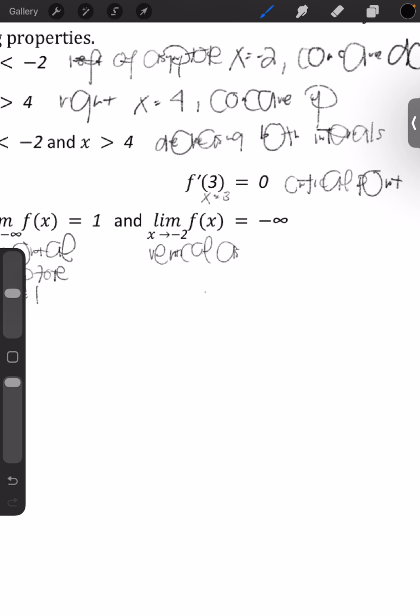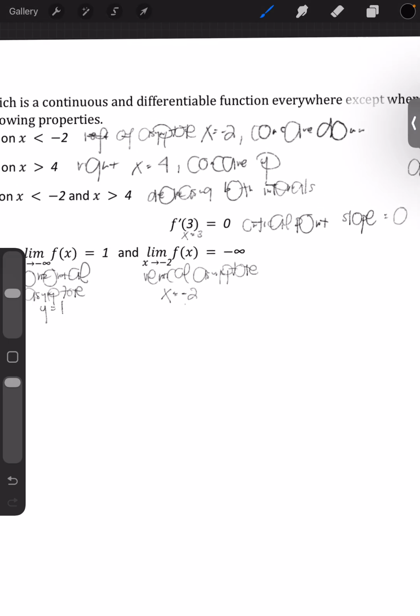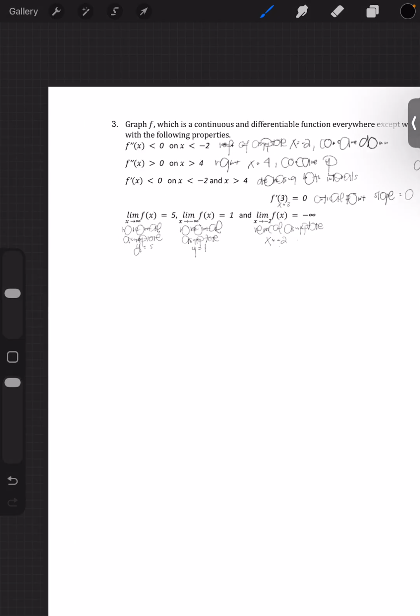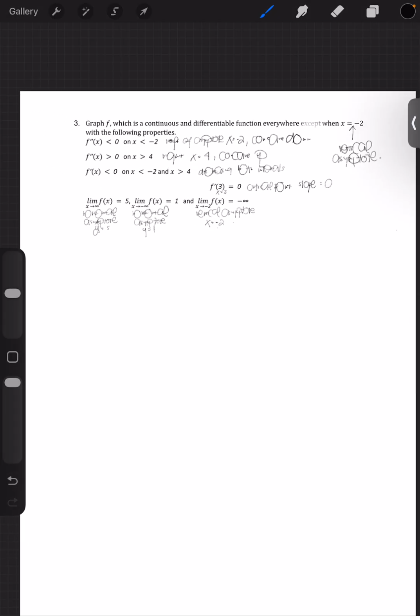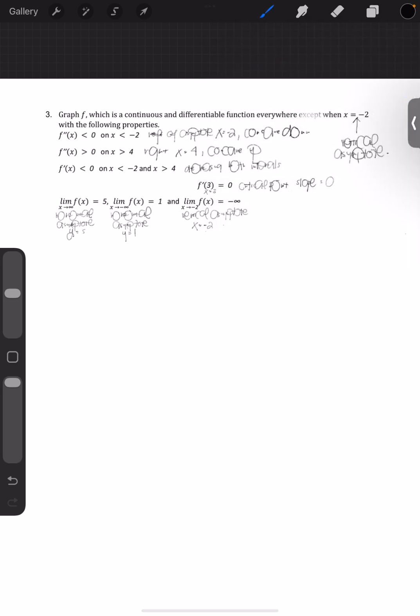Vertical asymptote, and that is going to be x equal to -2. So that just tells us that our graph is going to be likely dropping down near our x equal to -2. It will be dropping down to negative infinity. And from this information, I believe that we can start drawing our graph here.